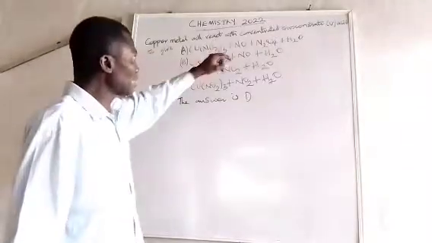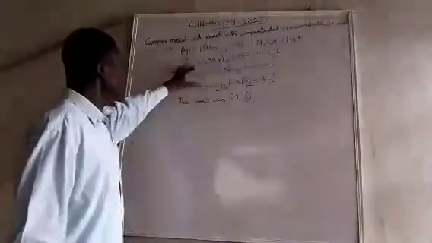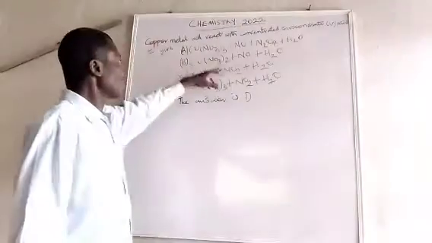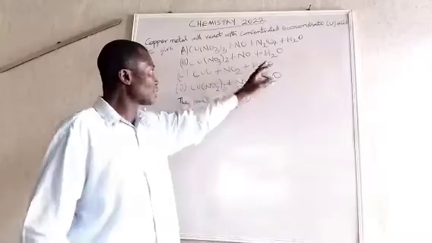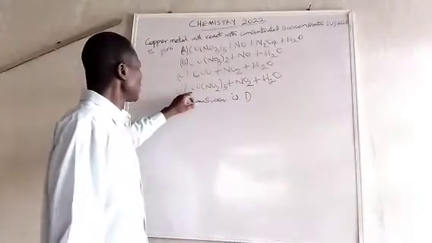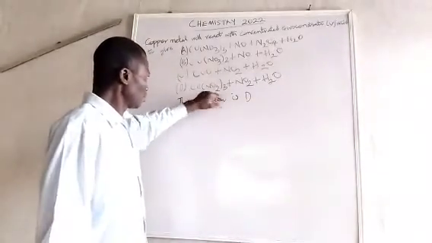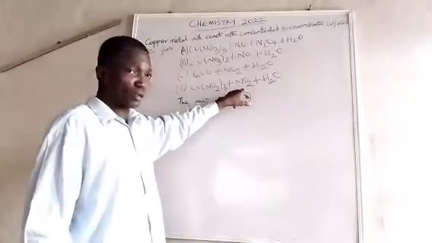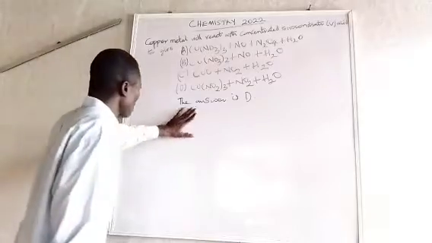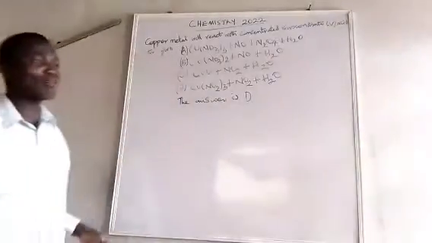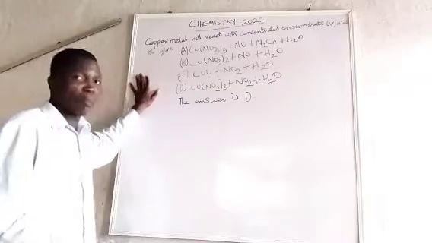A: Cu(NO3)3 plus NO plus N2O4 plus H2O. B: Cu(NO3)2 plus NO plus H2O. C: Cu plus NO plus H2O. D: Cu(NO3)2 plus NO2 plus H2O. Forgive me for the way I'm pronouncing those things. The answer is D, and that will make us go into copper.